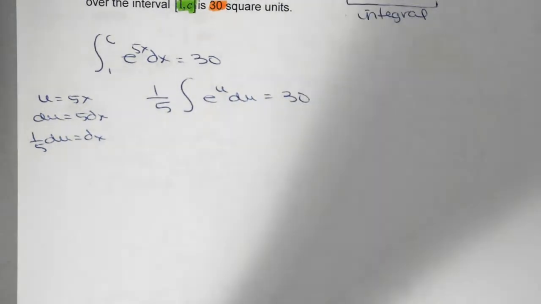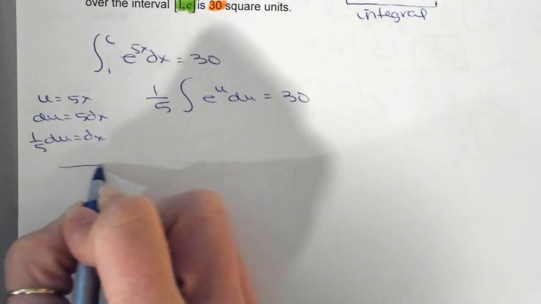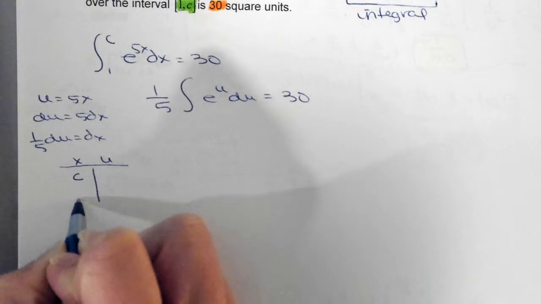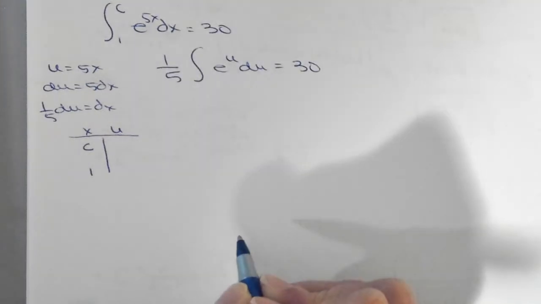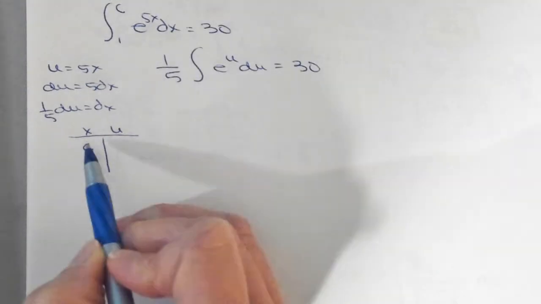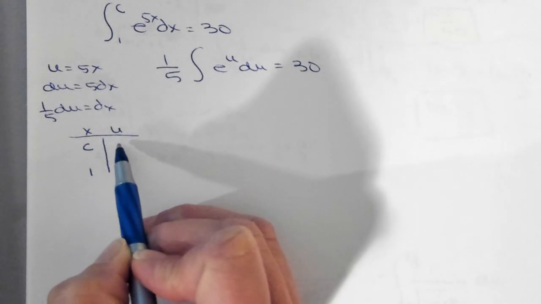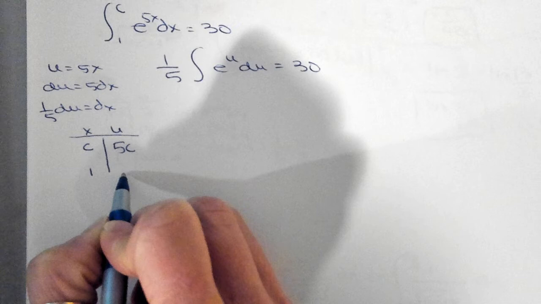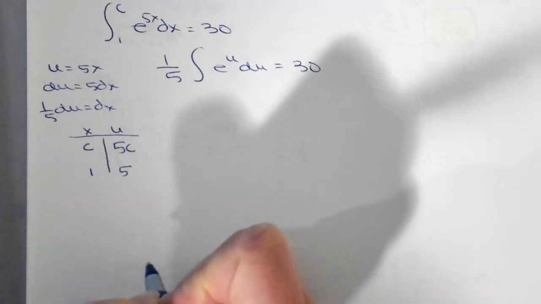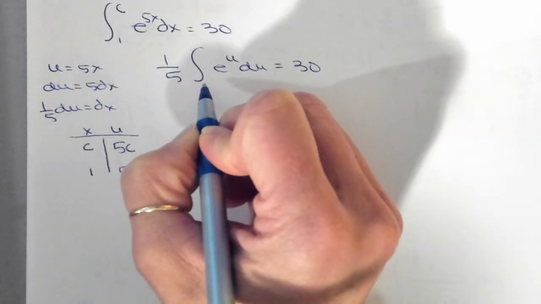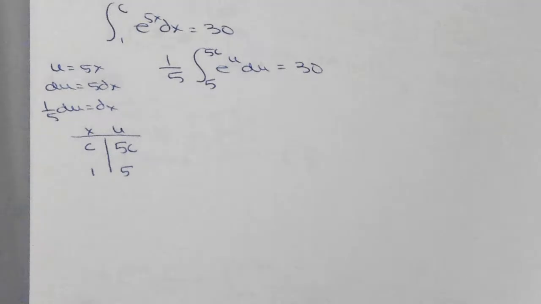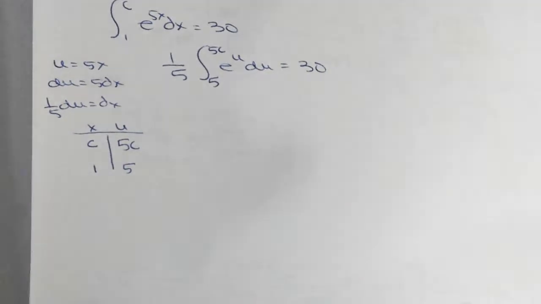I need new bounds though. Okay? So this is x and this is u. So this is c and 1. So just plug in. If I plug this in for x, what's my new bound for u? It is 5c. Okay, and then what's this one? It is 5. Okay, so this is going to be 5, and this is 5c. Okay, so at this point, I still have to do a little bit of work.